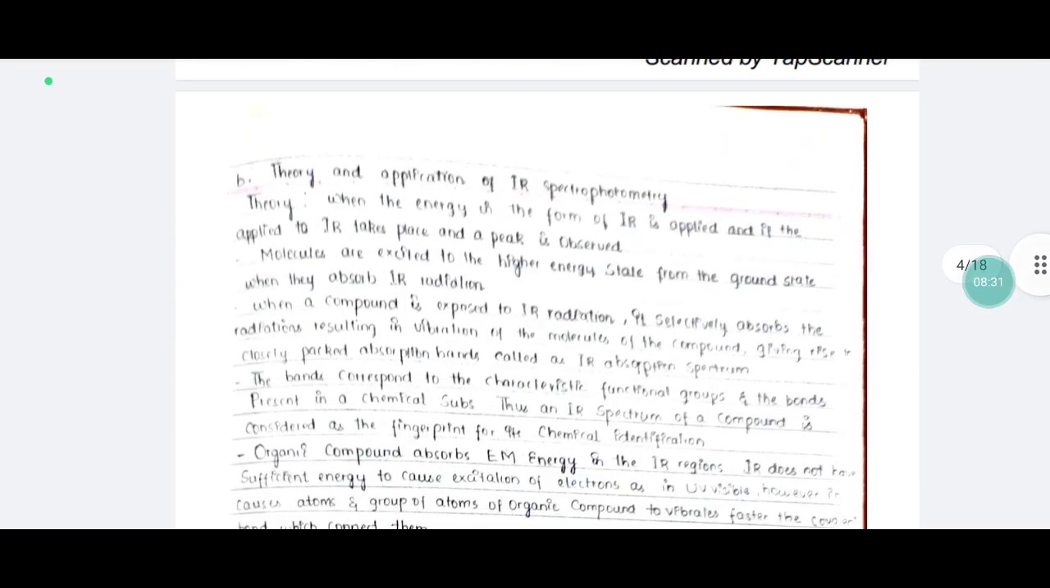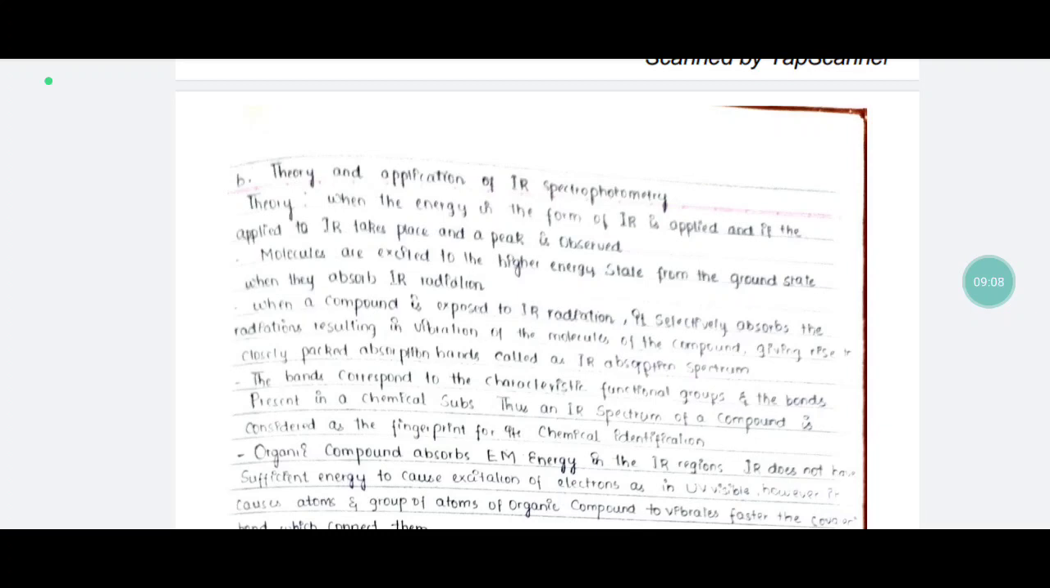Now the next question: IR spectroscopy, its theory and applications. The theory is that when energy in the form of IR is applied, absorption takes place and a peak is observed.